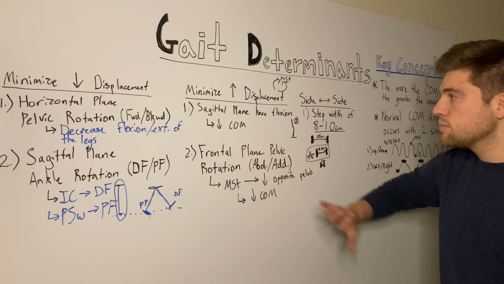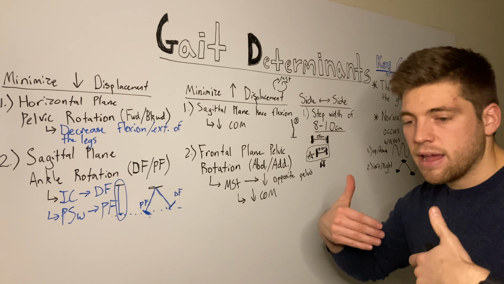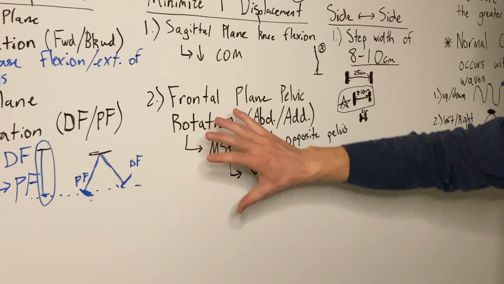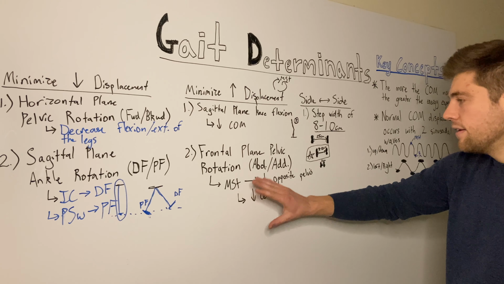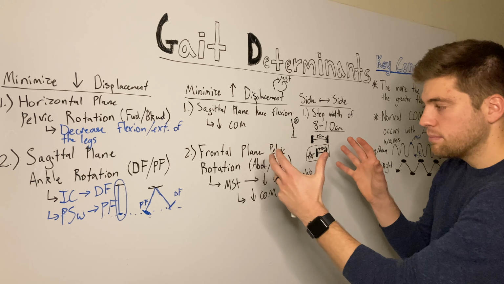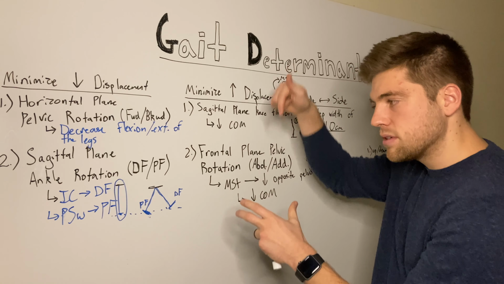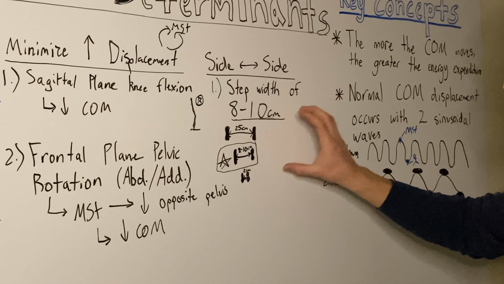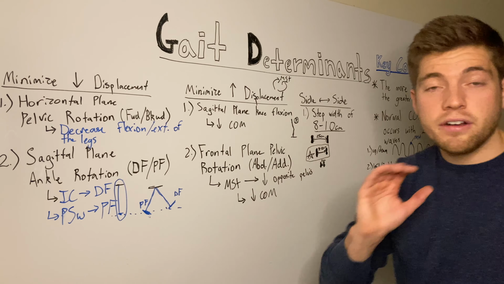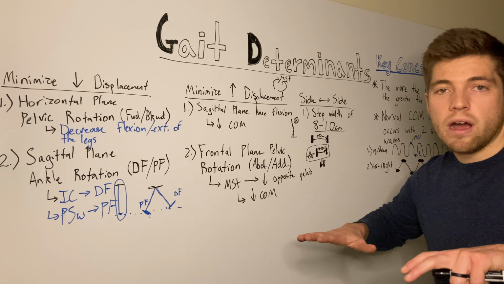And minimizing upward displacement, we add in this sagittal plane knee flexion, nice and easy by bending my knee. My center of mass drops, and that occurs during mid-stance-ish area of the gait cycle. And then during this frontal plane pelvic rotation, we have abduction, adduction. That's the plane we're talking about. We see this contralateral pelvic drop. So if my right side is in mid-stance, then this side is going to drop just a little bit because that helps lower the center of mass just a hair. And then we have this side-to-side 8 to 10 centimeter step width, because it maximizes our energy efficiency and it gives us a little bit more stability by having a somewhat wider base of support.